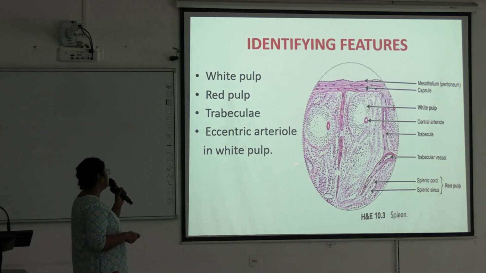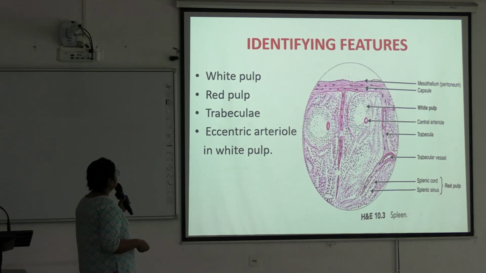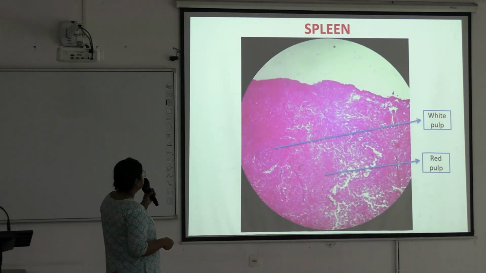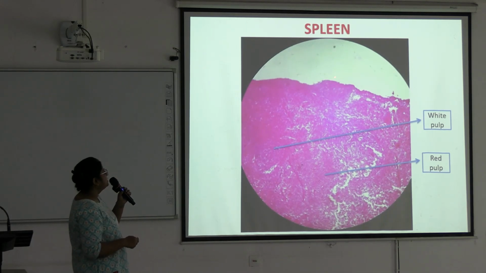Eccentric arteriole in the white pulp. Next. Okay, so this is also a microscopic view. White pulp has been shown, capsule, and all these areas are the red pulp. Okay, next.